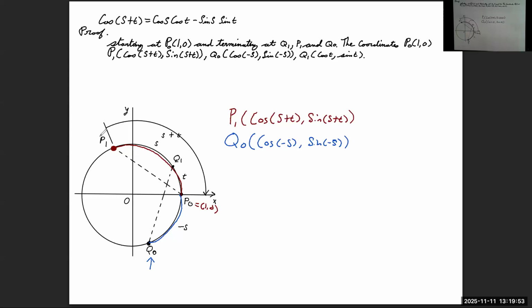All right, and then Q1 is in quadrant 1. Let's do green. Q1 is just cosine of T, sine of T. Normal stuff. Okay? It could be pi over 3. It could be pi over 4. We're just saying it's T. Could be anybody. It's in quadrant 1 though, okay? All right. So that is our cast of characters.